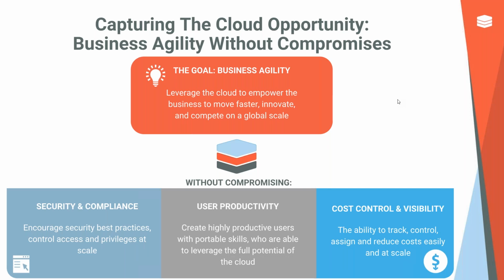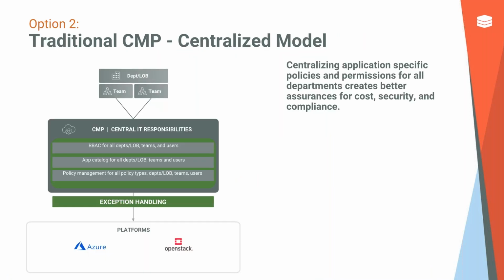So Scalr's mission is to help enterprises achieve that goal of business agility and really make the most out of their multi-cloud and hybrid cloud environments without compromising on security, compliance, cost, or the actual productivity of their users. Typically, we see enterprises have different approaches to how they want to capture this opportunity. So the way that Scalr is different from the traditional cloud management platform is with the design premise or the model that the actual tool uses. So I'm going to go through this quickly.